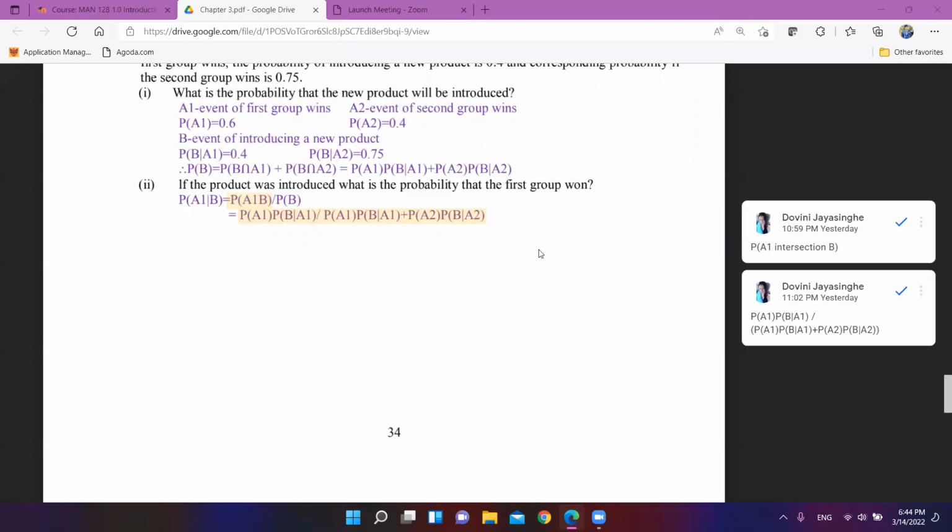How can we identify that given data was conditional? You don't have to identify anything. Given means conditional, because something is given.